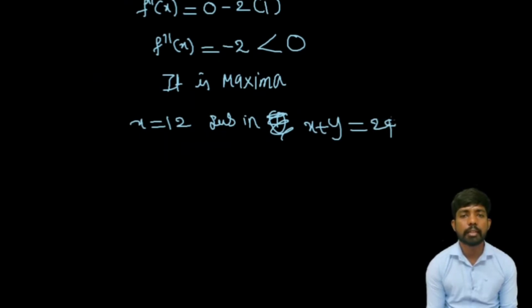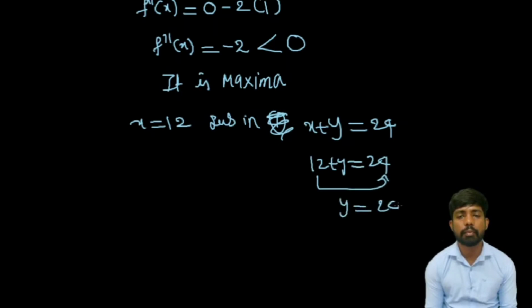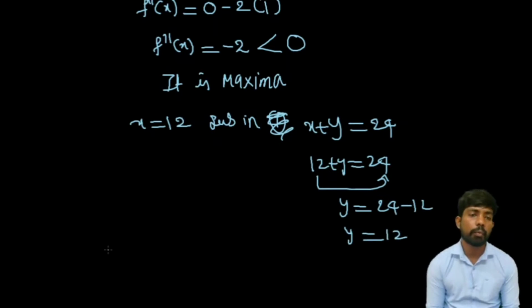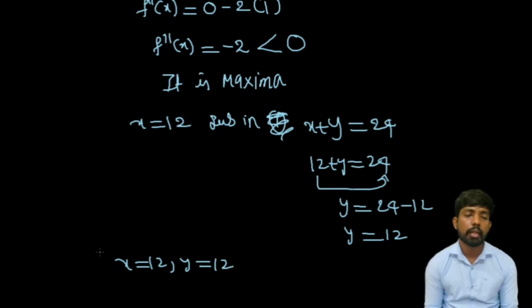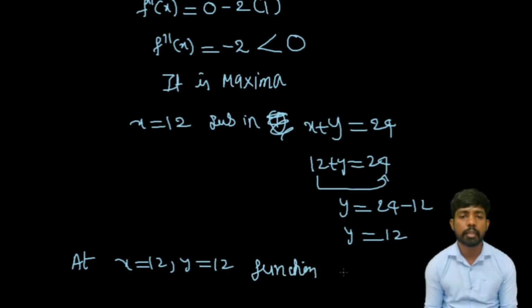So substitute x is equal to 12. 12 plus y is equal to 24. Send this 12 to the right hand side. y is equal to 24 minus 12. Therefore, y is equal to 12. Therefore, we can write it as x is equal to 12, y is equal to 12. At x is equal to 12, y is equal to 12, function reaches maximum. That's all. This is the solution.